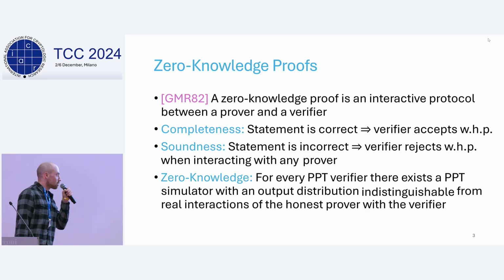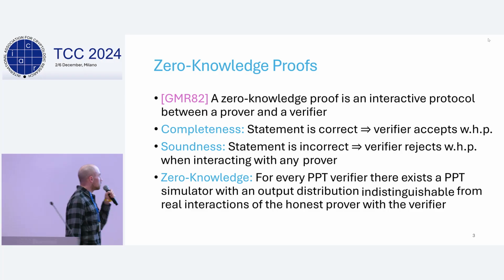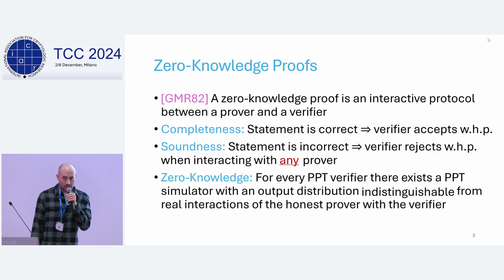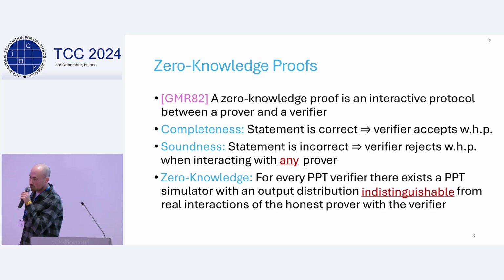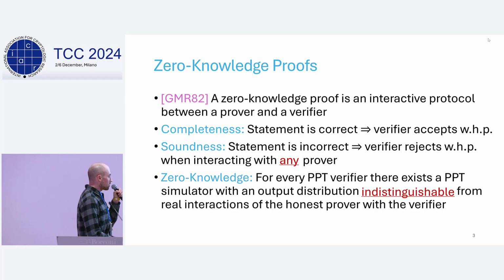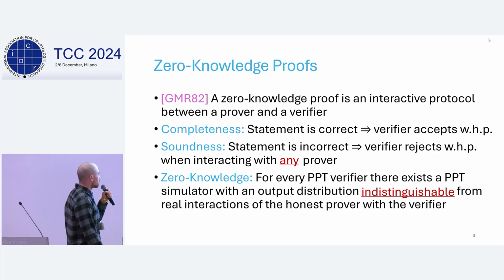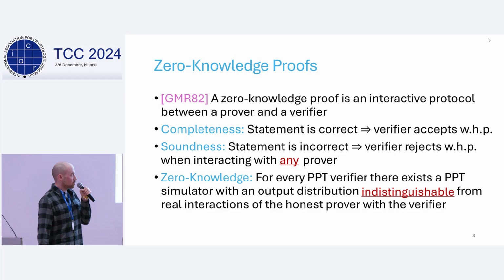I'll just say for this work, we'll focus on statistical soundness and statistical zero knowledge. That essentially means that we want soundness to hold even against computationally unbounded provers, and zero knowledge should hold in the sense that the output distribution of the simulator should be statistically close to real interactions between the honest prover and the verifier. So we work in the information theoretic setting.